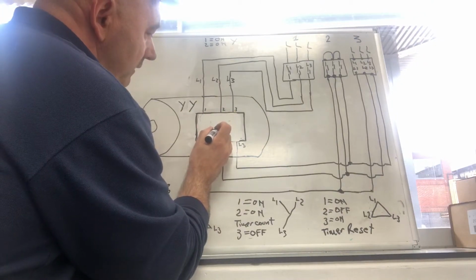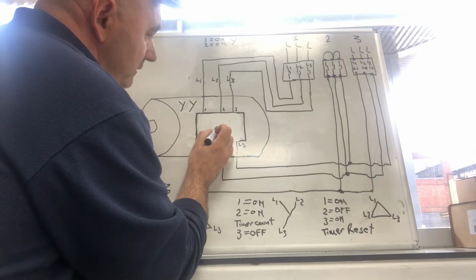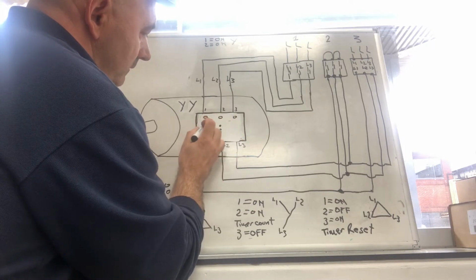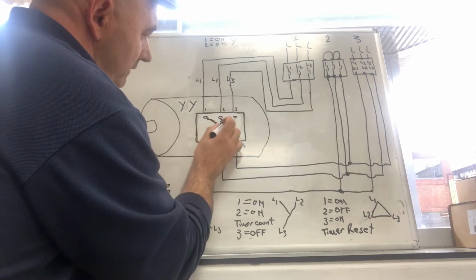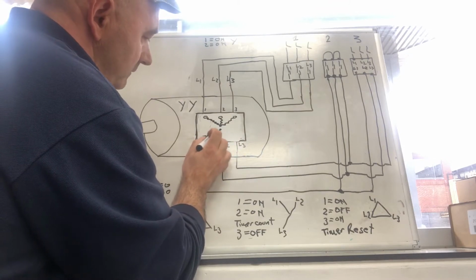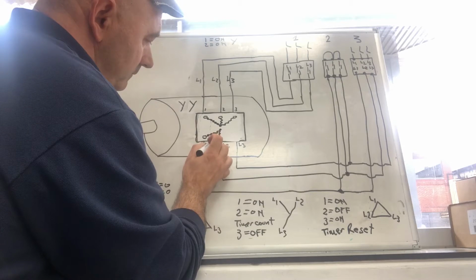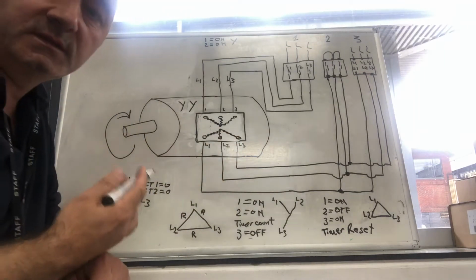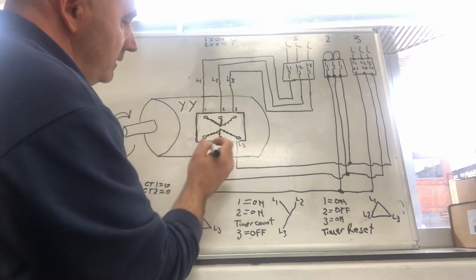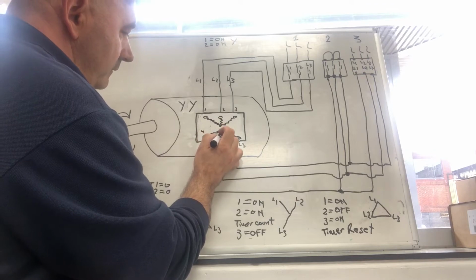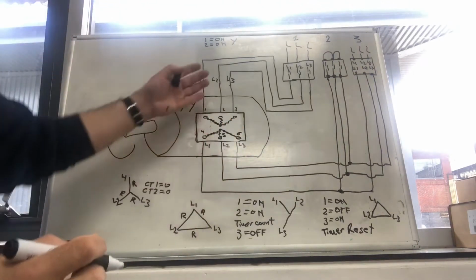The winding is already joined inside. And you have two stars. You have two individual stars. As you see here, 1, 2, 3, 4, 5, 6. I have two individual stars.